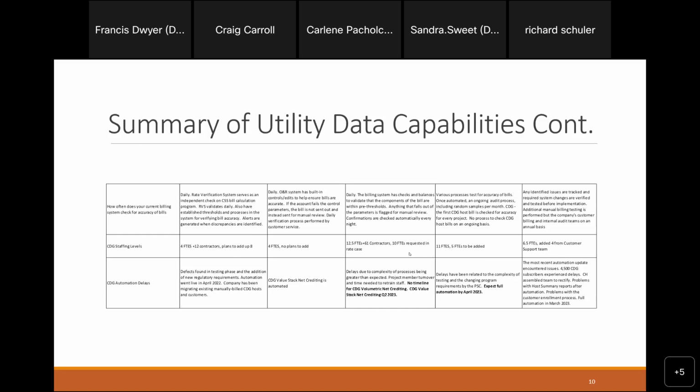And some utilities said, we do have full-time employees across the board that work on both. So I tried to narrow it down to what were specific staff. And then the next one was what contributed to the automation delays. Several companies said different changes in the regulatory requirements delayed the original automation. Some of them have value stack already automated, and then they're working on volumetric.